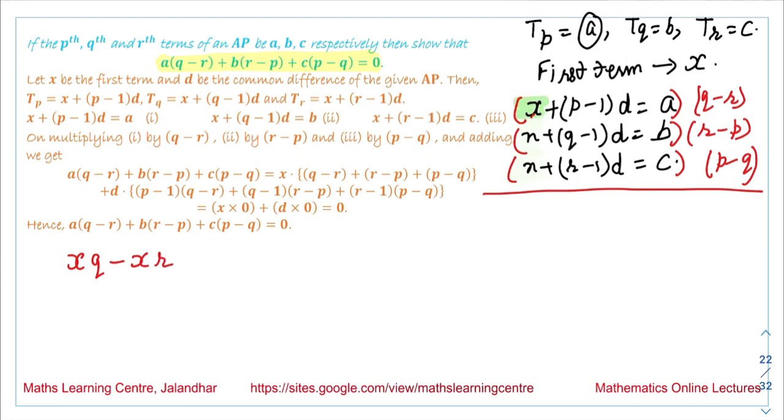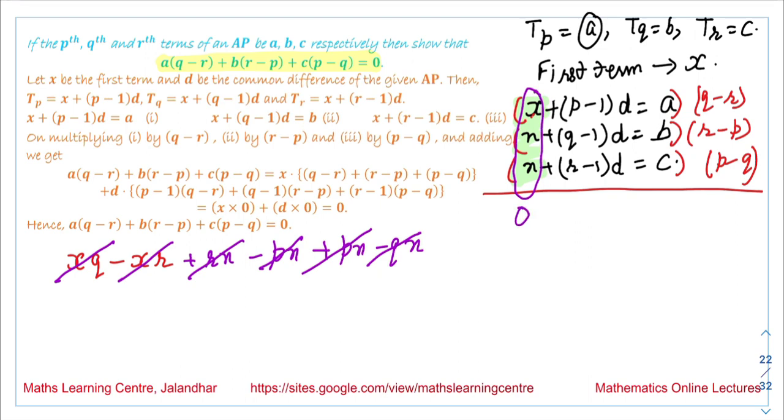We are talking about these three terms first. Next we get plus r into x minus p into x plus p into x minus q into x. These two get cancelled, these two get cancelled, and these two get cancelled. It means that all these three terms will result to 0. Next, for these three terms, when we are talking about this side, it is a into q minus r plus b into r minus p plus c into p minus q.